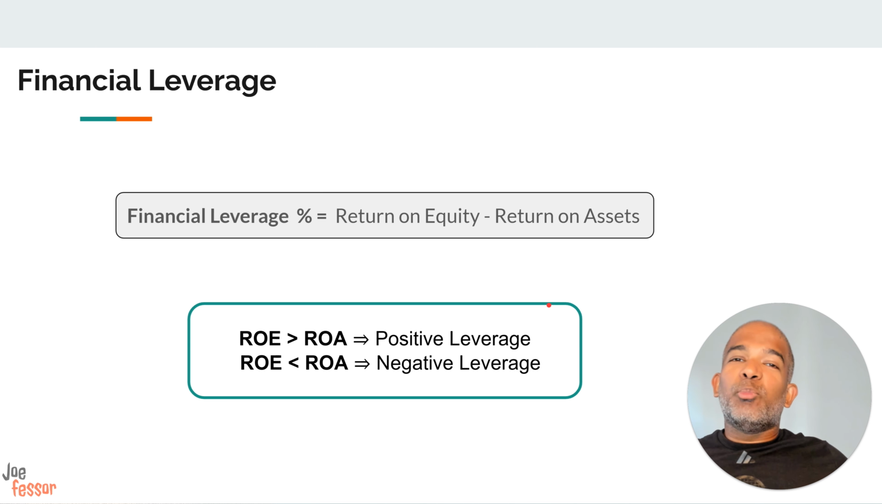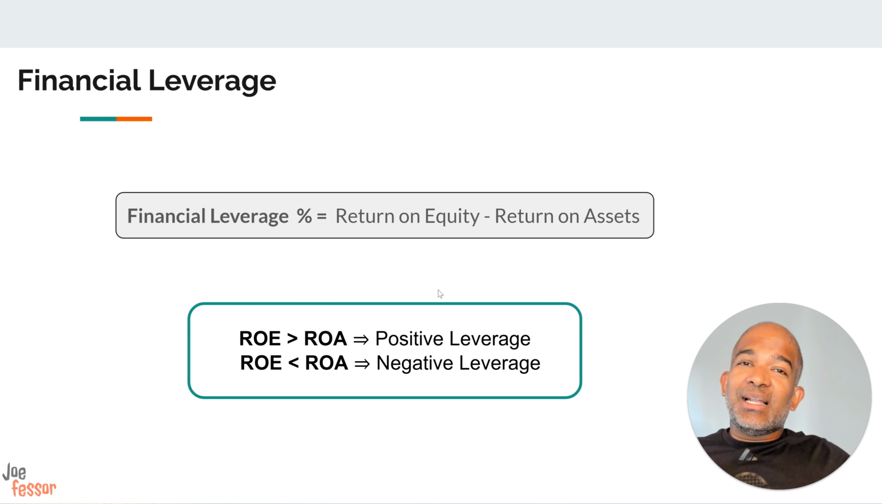We call it positive leverage when the result is positive, meaning ROE is greater than ROA. This occurs when the company is earning a higher rate of return on its total assets than the after-tax interest rate it's paying on its debt. The difference, that extra profit, accrues entirely to the benefit of the owners.